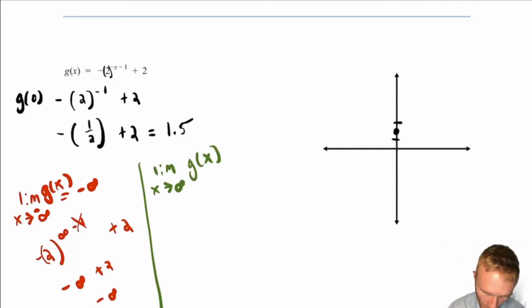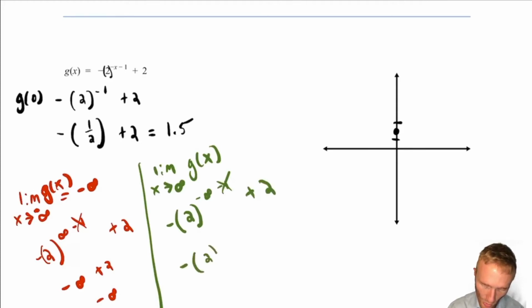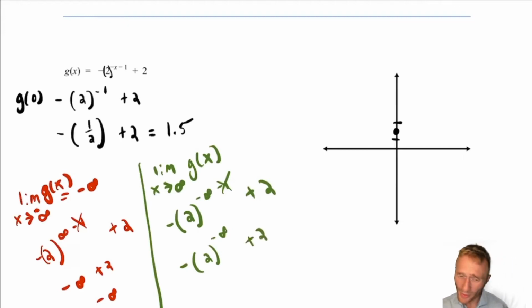So we have here negative 2 to the, now when I plug in infinity, we have negative infinity minus 1, but that minus 1 isn't going to matter next to infinity, plus 2. Negative 2 to the negative infinity plus 2. Now notice I haven't crossed out the 2 yet, right? That's interesting. Why did I cross out the negative 1 but not the 2? Because the negative 1 was with that infinity, and the 2 isn't quite yet. We have to see what happens.